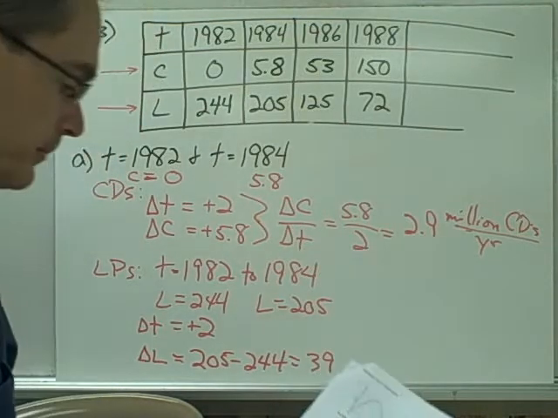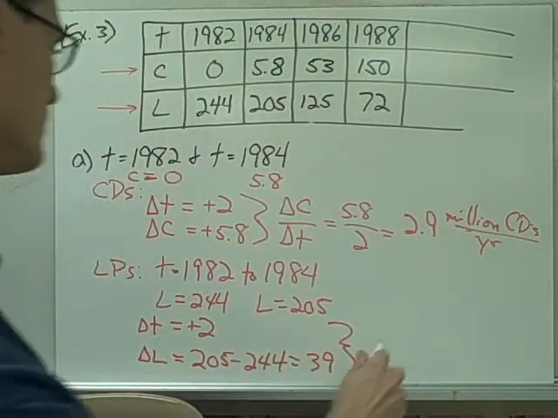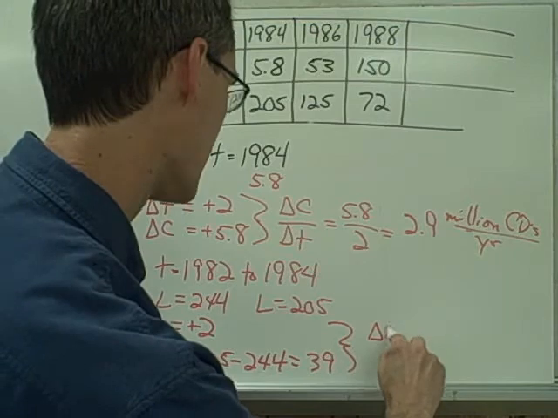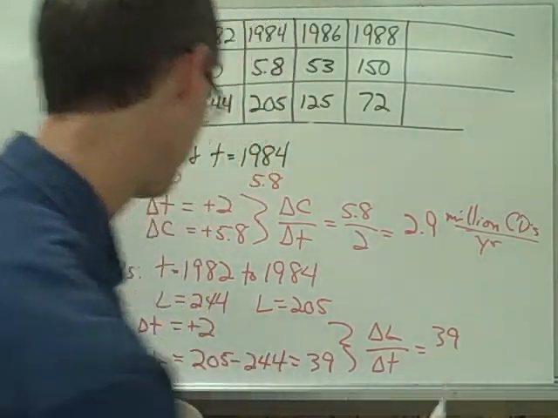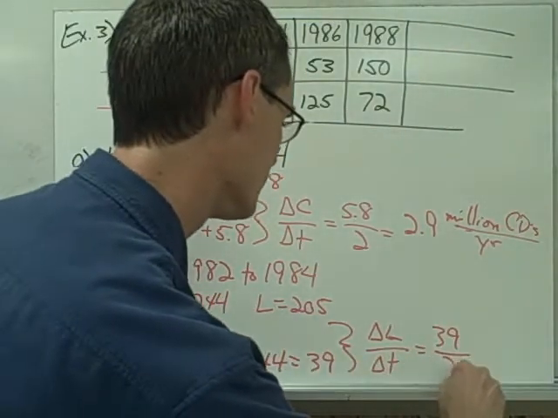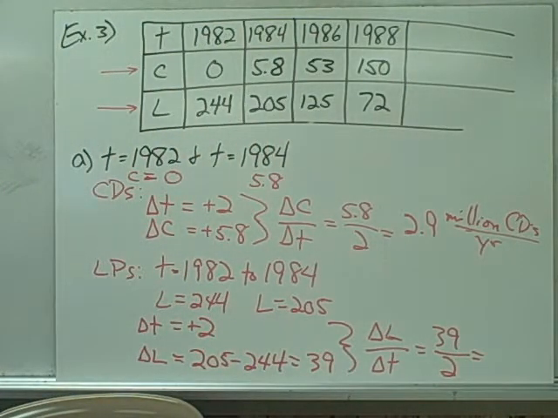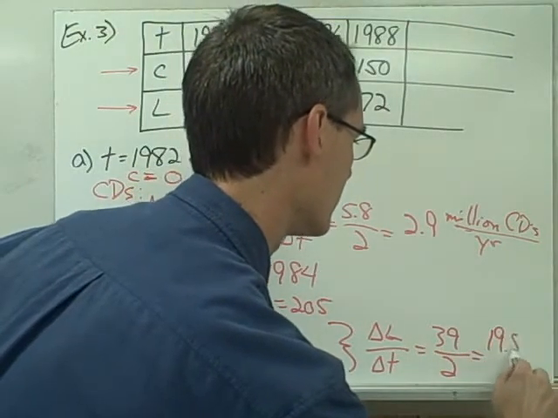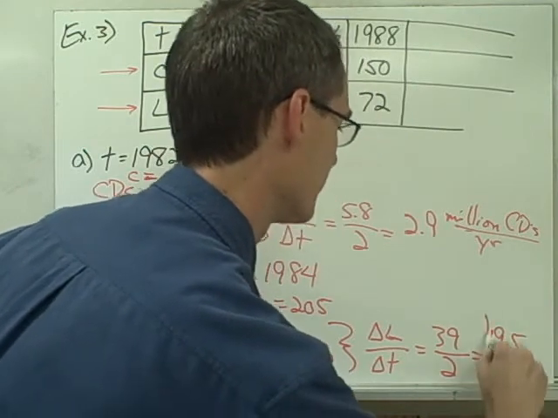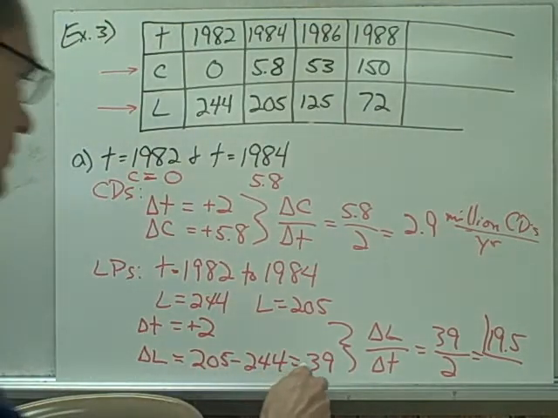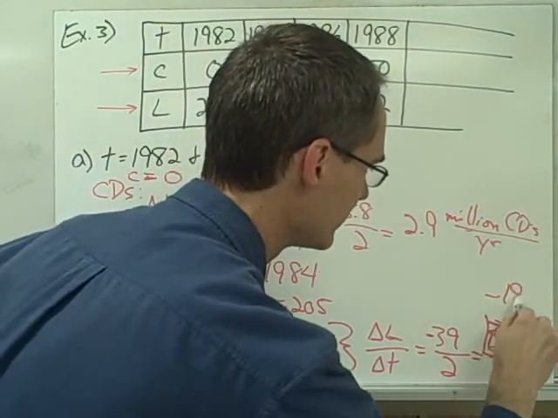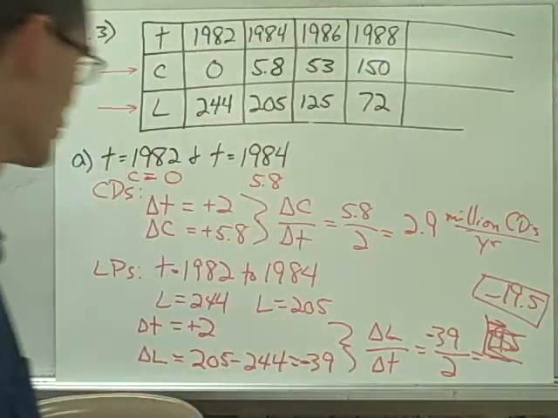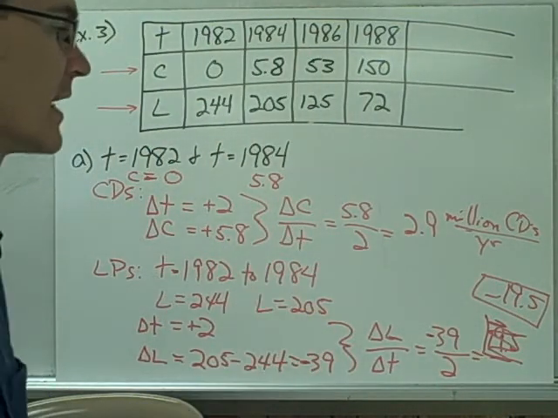239. No, 39. So I take these two numbers and I calculate delta L over delta T, my rate of change of LP sales. So my delta L is going to be 39 and my delta T is going to be 2. And 39 divided by 2 is 19.5 millions of LPs per year, and this one is going to be, oops, I forgot my negative sign. This is going to be negative 39 over 2, so that's going to be a negative 19.5 is my average rate of change of LPs from 1982 to 1984.